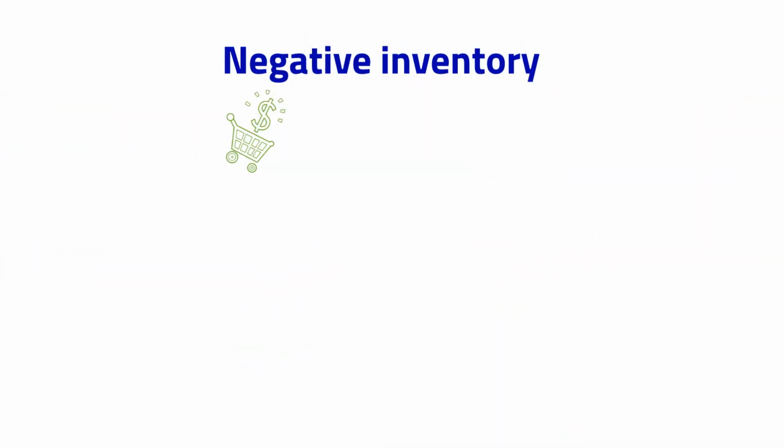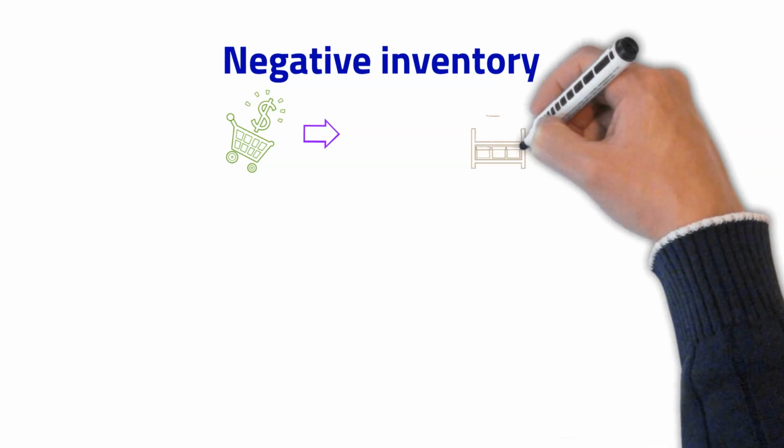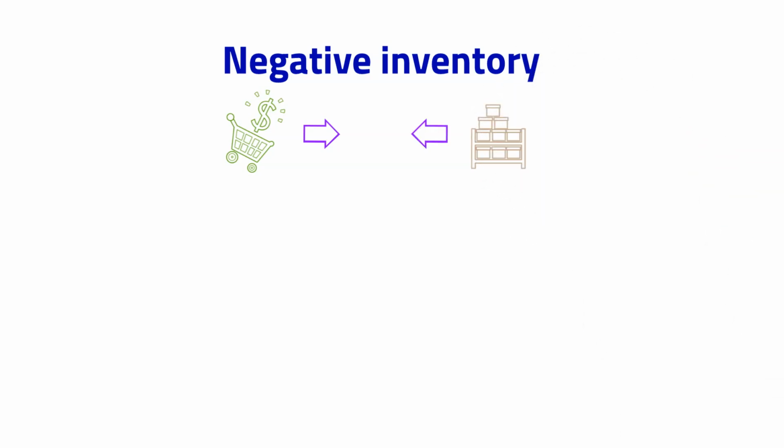Negative inventory. Systems can show a negative balance when sales postings happen before receipt of goods. In real life, you cannot have negative stock. It is a timing or process issue that needs a quick fix.